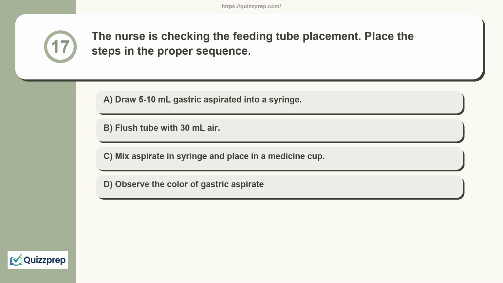Question 17. The nurse is checking the feeding tube placement. Place the steps in the proper sequence. Draw 5 to 10 ml gastric aspirate into a syringe. Flush tube with 30 ml air. Mix aspirate in syringe and place in a medicine cup. Observe the color of gastric aspirate.